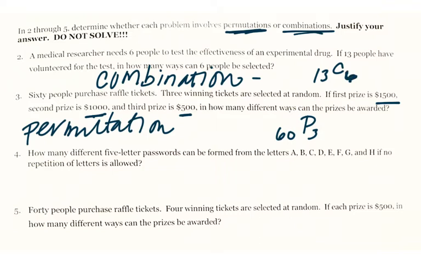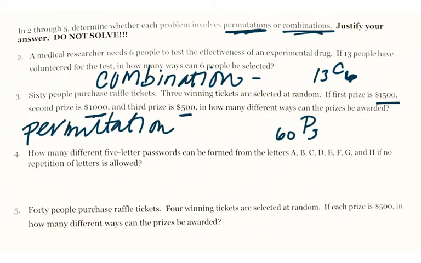Okay, number 4. How many different 5-letter passwords can be formed with the letters A, B, C, D, E, F, G, and H if no repetition of letters is allowed? So this is an example where the order matters, because once you pick a letter, you can't repeat it, and the first letter is different than the second letter, and the order matters if you type it in.